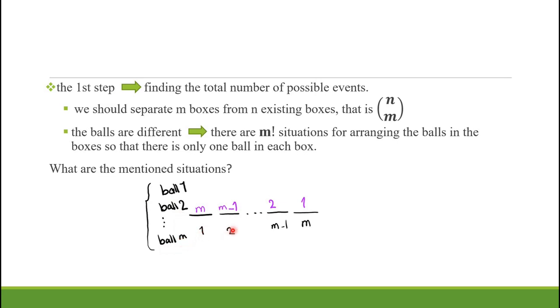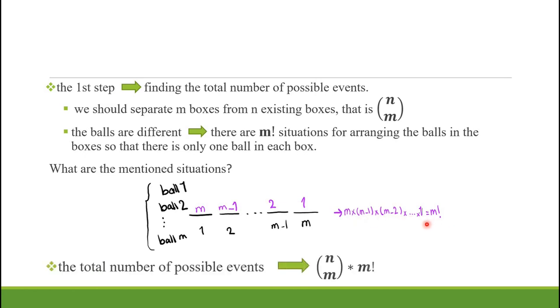Now for the second box, there are fewer options because one ball has been placed in box number 1, so m minus 1 balls remain that can be placed in this box. And so on until the last box, where only the one remaining ball after filling previous boxes can be placed there. So the number of all possible cases to fill these m boxes is equal to m factorial. So in this scenario, to find the total number of possible events, we must multiply these two values.